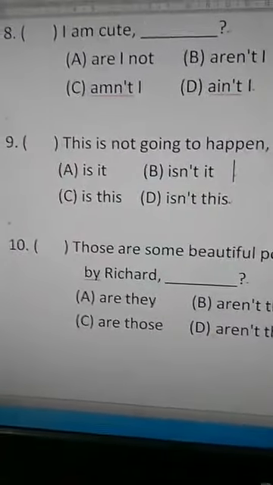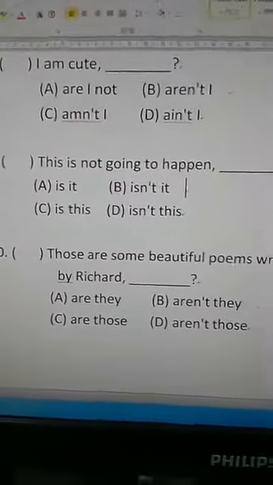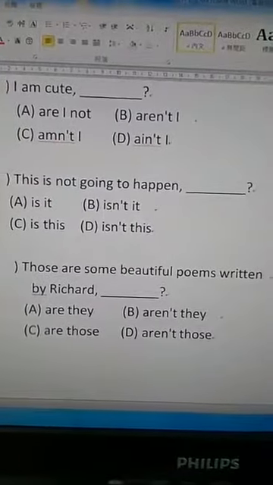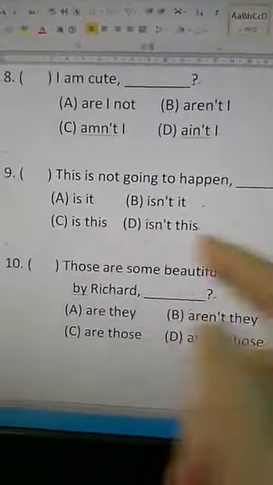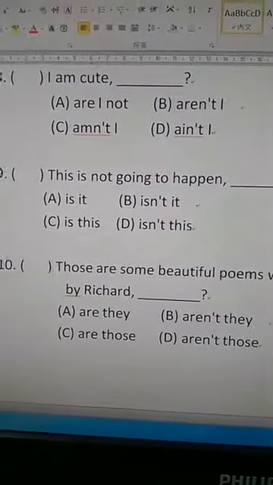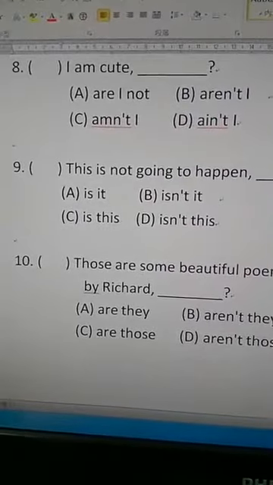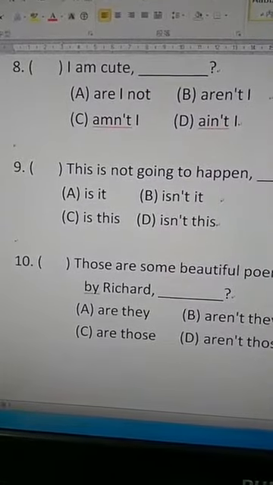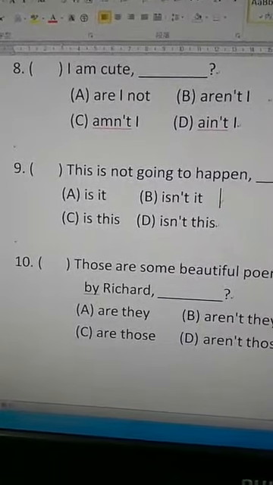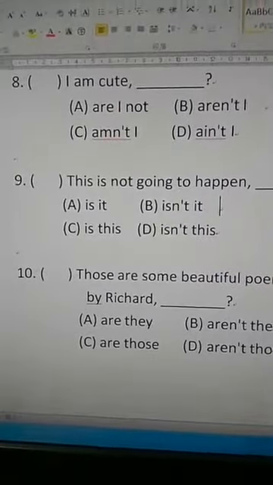What's the answer for number 9? Think about it. What's the tag question for number 9? Some people told me that the answer is C, is this. And some people say it is A, is it.